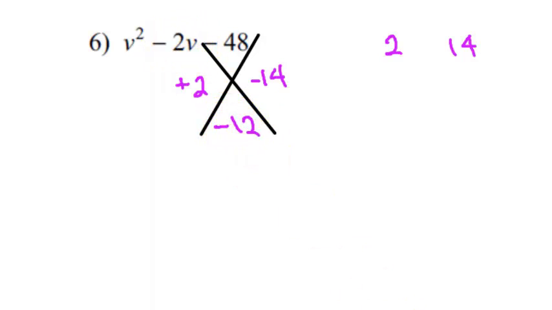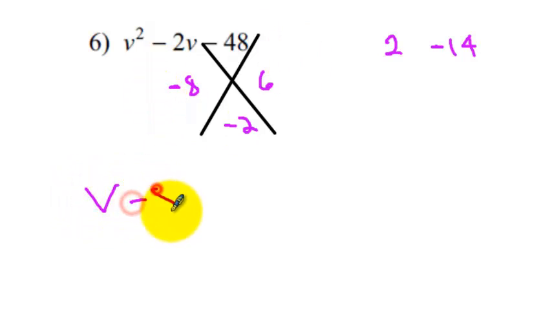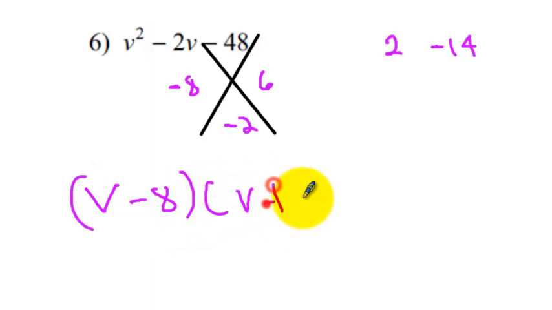We need a negative 2. So 2 and negative 14 did not work. Let's try 8 and 6. One should be negative. The one that has the higher absolute value should be negative. So negative 8 and then 6. Negative 8 times 6 is negative 48. If you add these two numbers, you are going to get a negative 2. So this will be the correct combination: v minus 8, v plus 6.